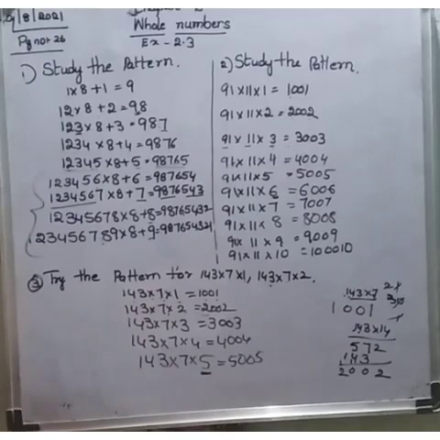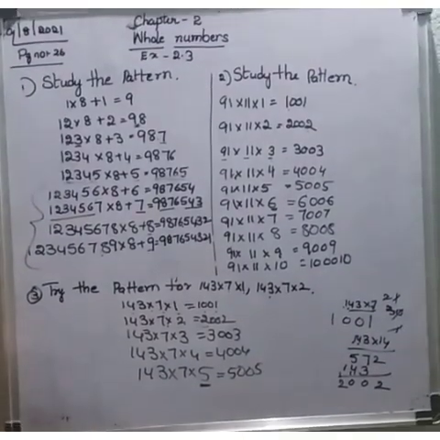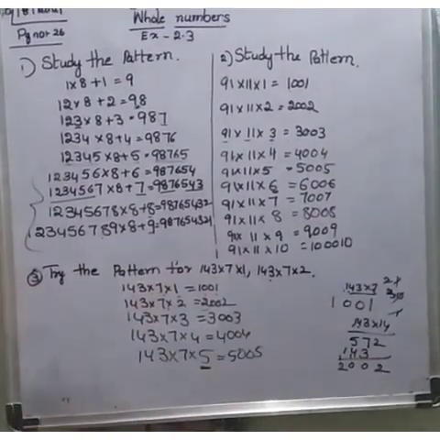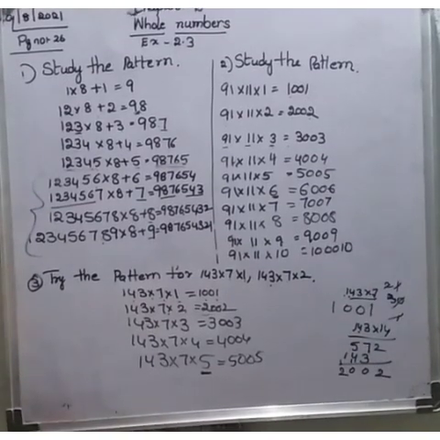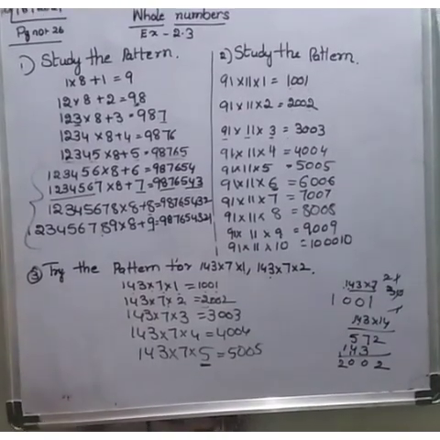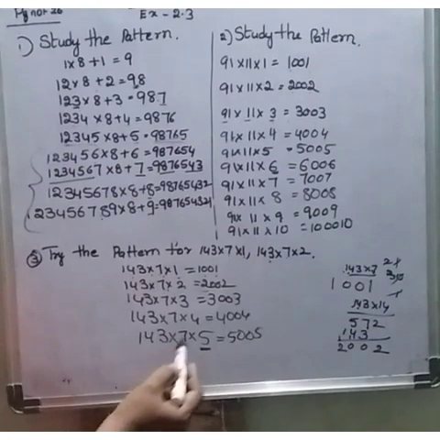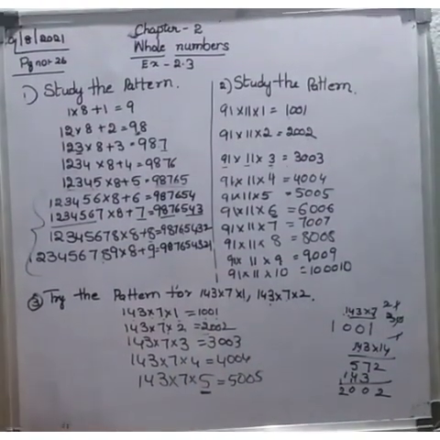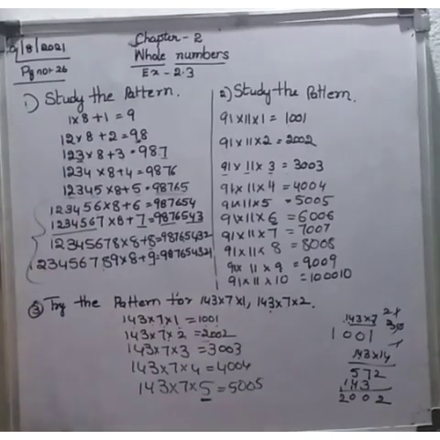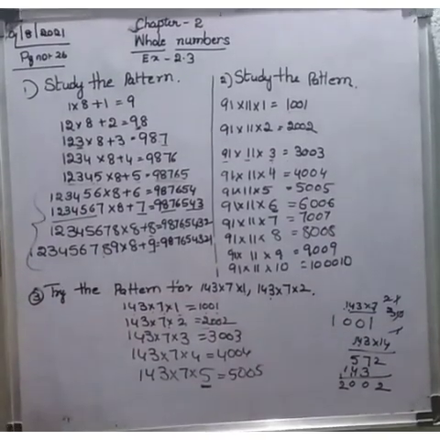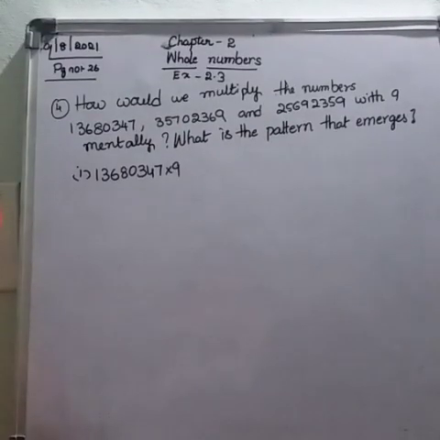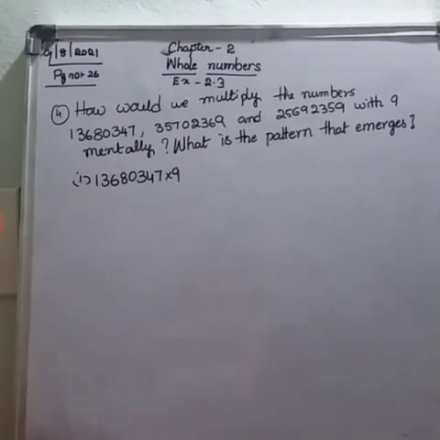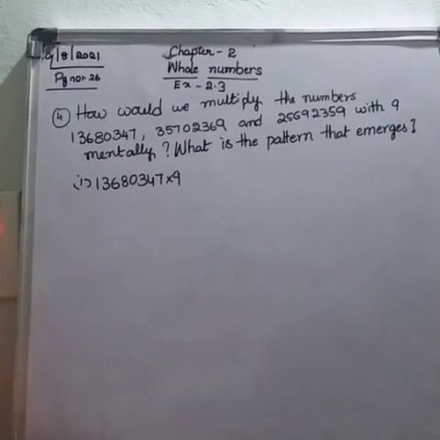Patterns are very useful to us. Why? We can see a shortcut to multiply a number through the patterns. When we observe these shortcut methods of multiplication, that's why. Okay. Next, the fourth one. How would we multiply the numbers?